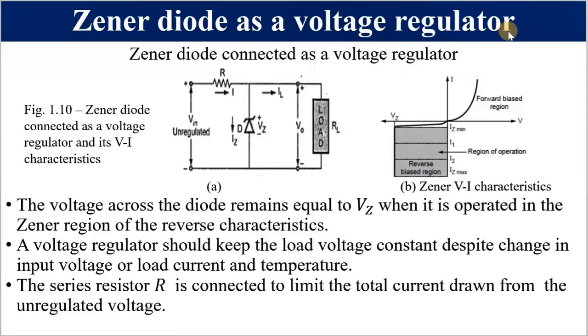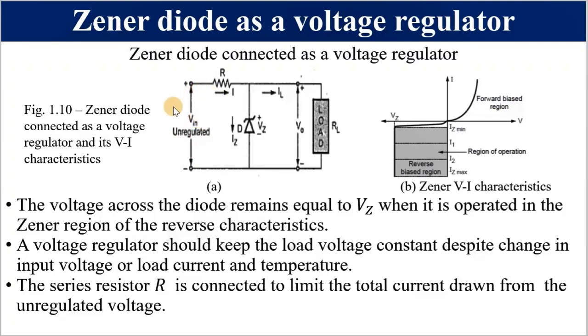Zener voltage as a voltage regulator is what we are going to look at now, and for it to function as a regulator, it must be connected in this way. This is our V-in unregulated. In other words, this is the output of the filter of the power supply. You remember filters? You must remember.